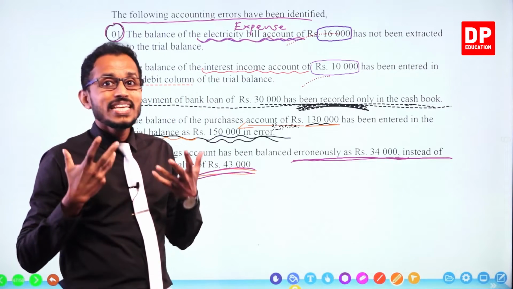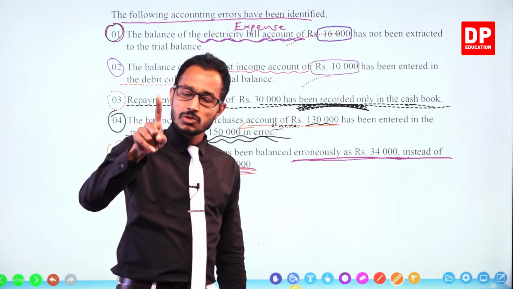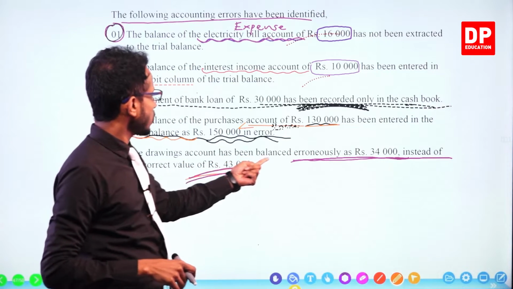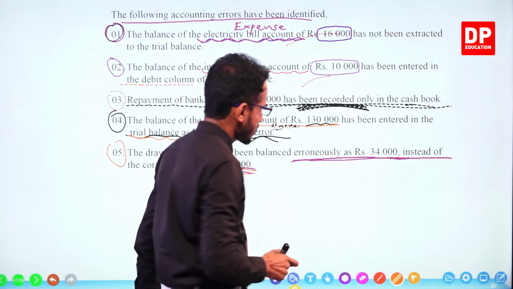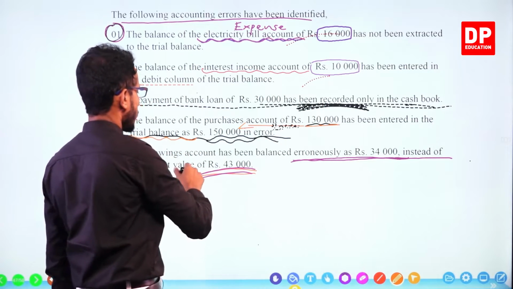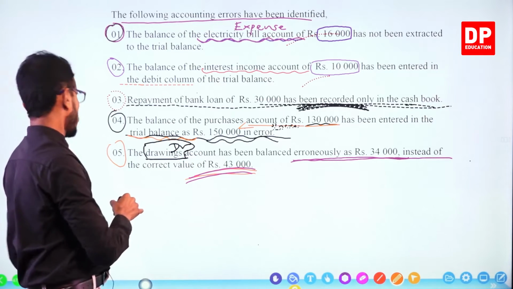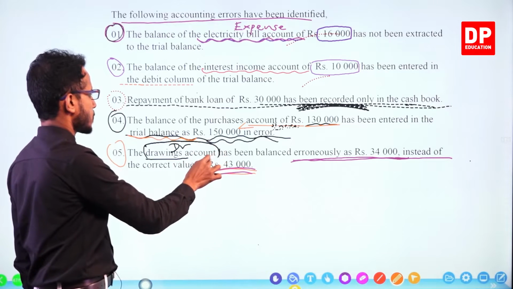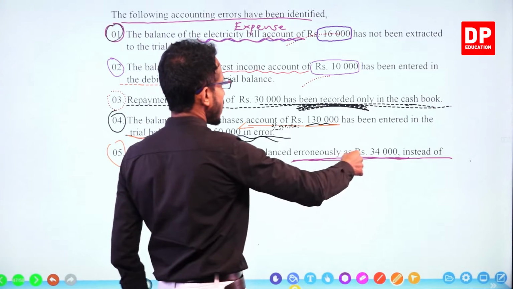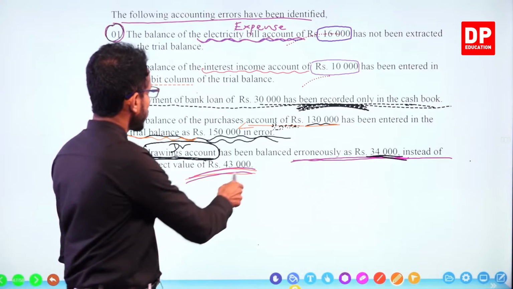But if a certain error is affecting only one side of the ledger, that means that error affects the trial balance, like this. So to correct this, drawings account is always an account which has a debit balance. In the debit side, the balance is 34,000. That is wrong. Correct balance is 43,000.